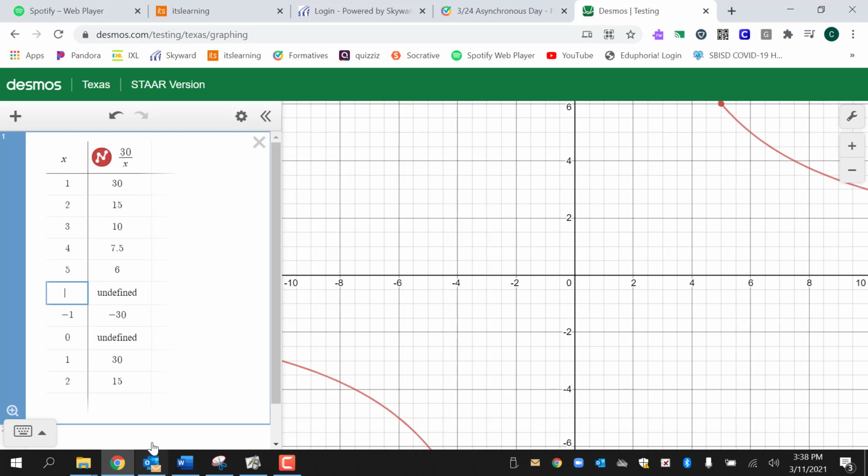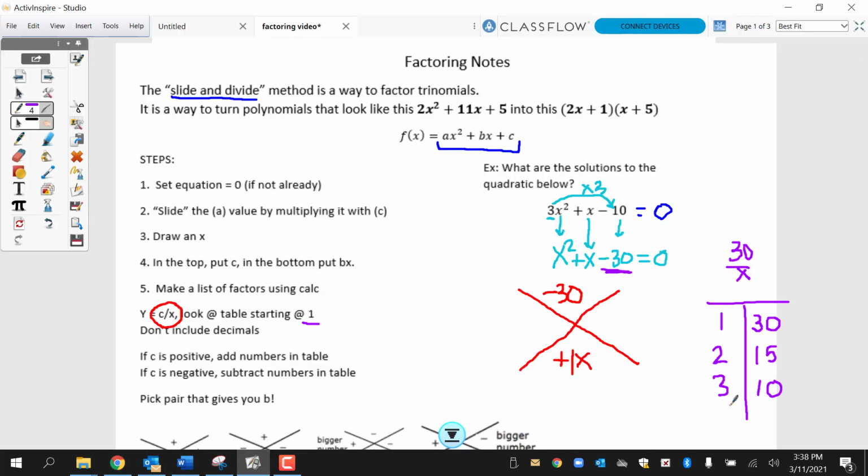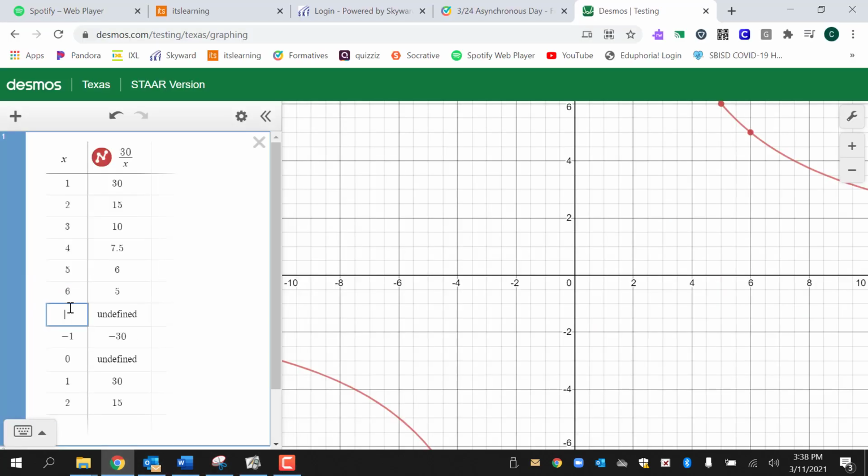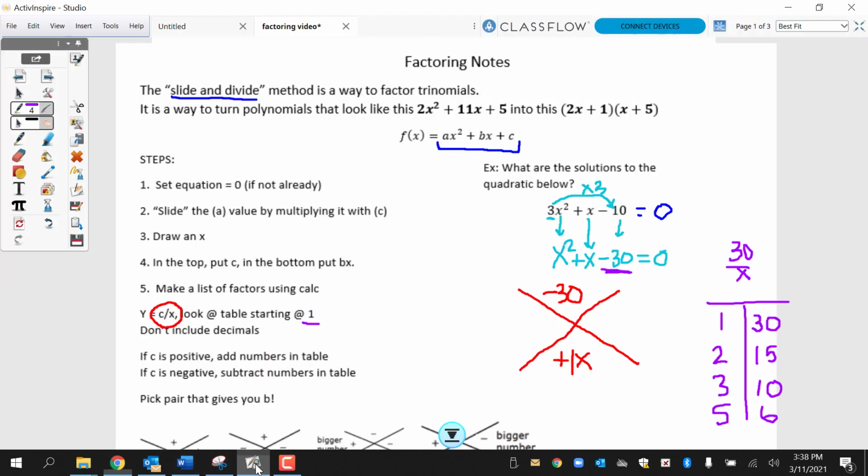5 and 6. Both whole numbers. Write it down. 5, 6. Okay. Next number would be 6, and I get 5 again. So we see I already have in my list a 5 and a 6. Maybe it's not in this order, but I already have 5, 6. I have that as a pair of numbers. So I am not going to include 6 and 5.